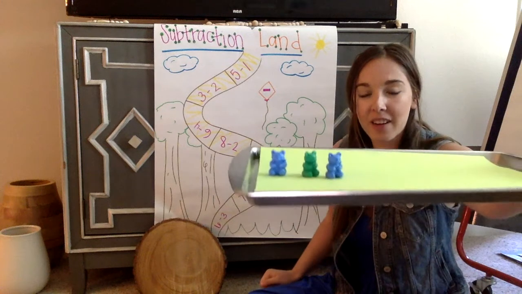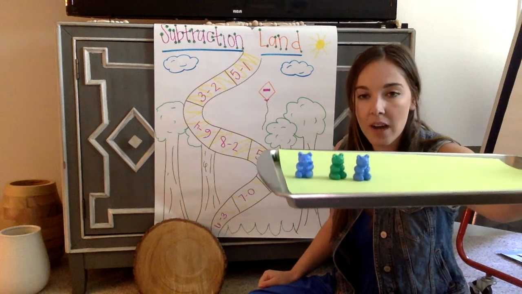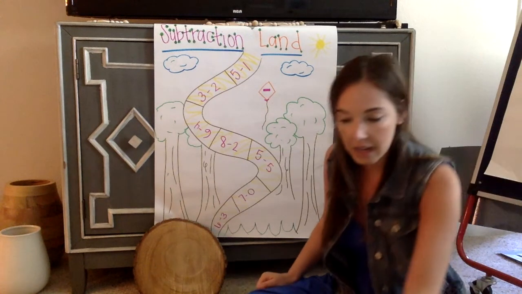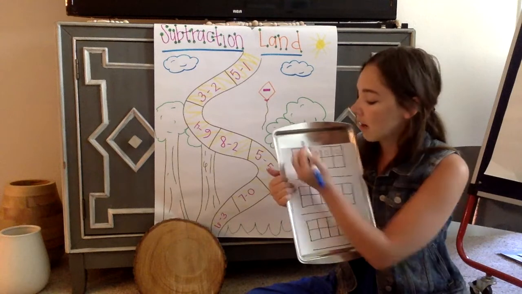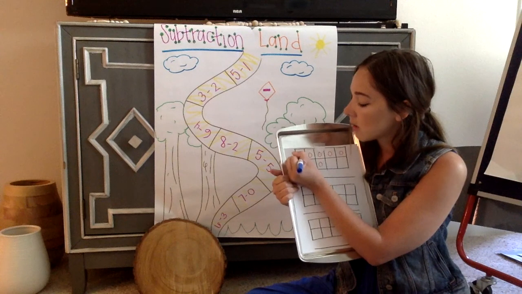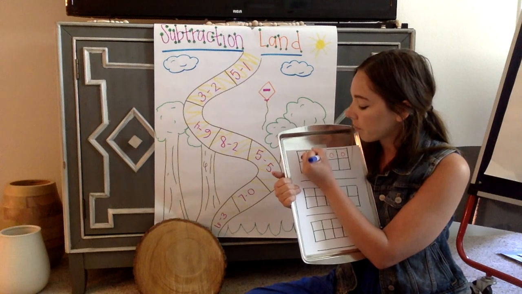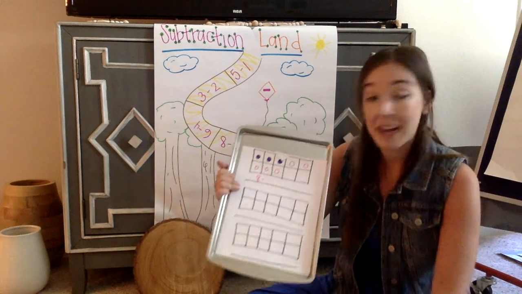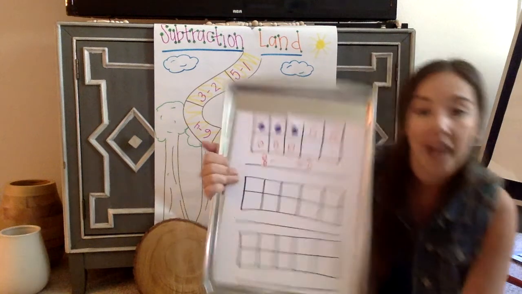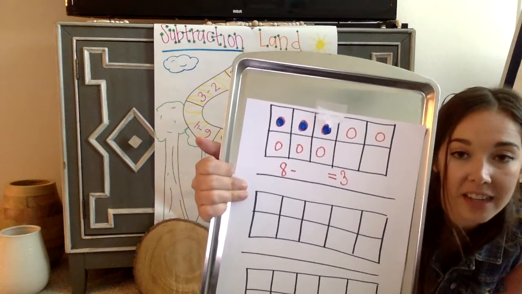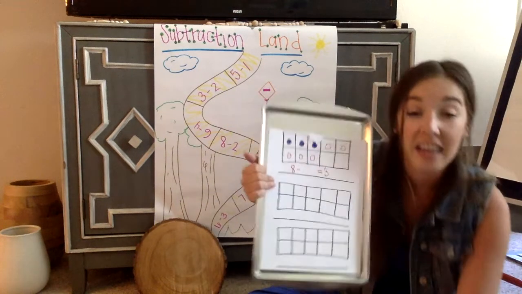How many bears are left on my mat, on the grass? 1, 2, 3. So I'm going to then color in 3 of my circles. 1, 2, and 3. And then I'm going to write an equal sign and 3. But I can't write what has been taken away because I need to count my circles to figure that out.